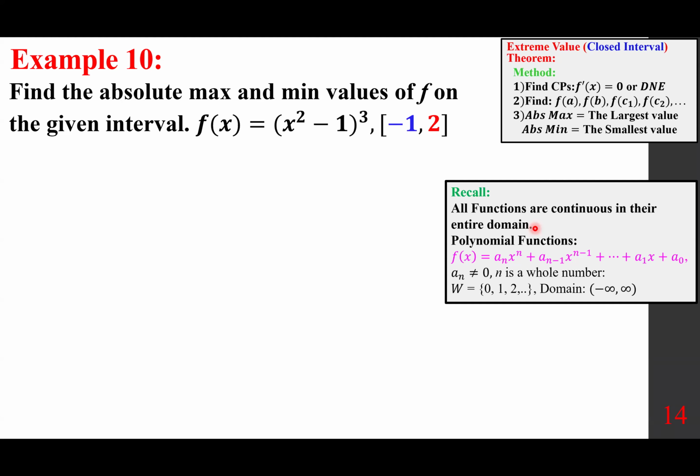So polynomials are in the form of f of x equals a sub n x to the power of n plus a sub n minus 1 x to the power of n minus 1 all the way to a sub 0, where a sub n, the leading coefficient, can't be 0, and n is a whole number, meaning 0, 1, 2 to infinity. They all have a domain which is all real numbers.